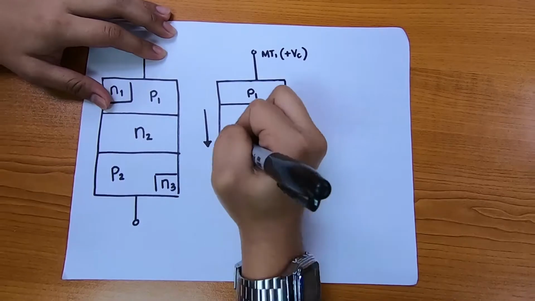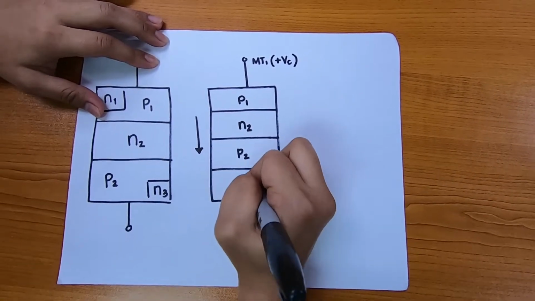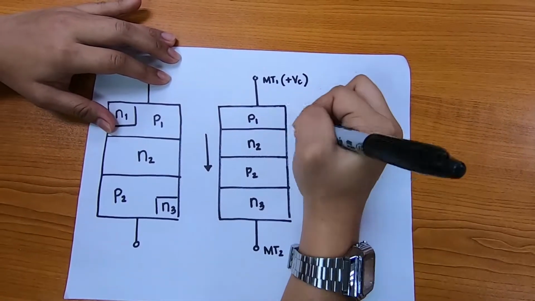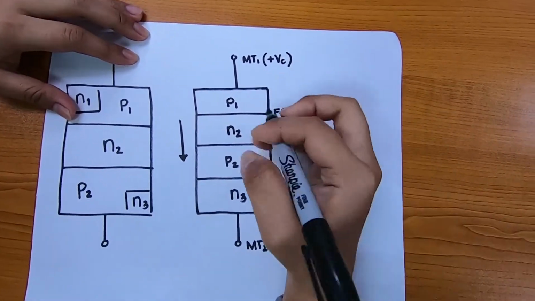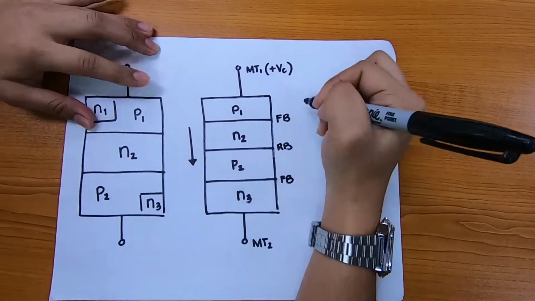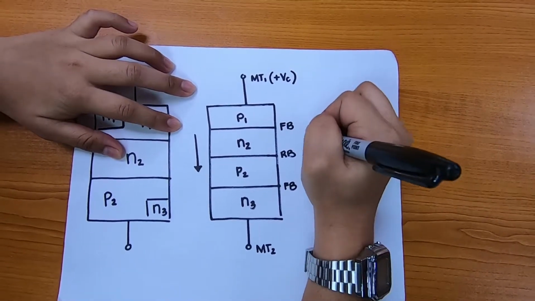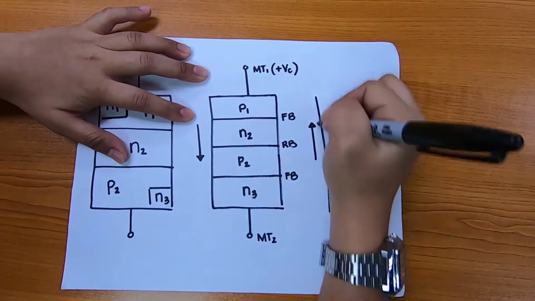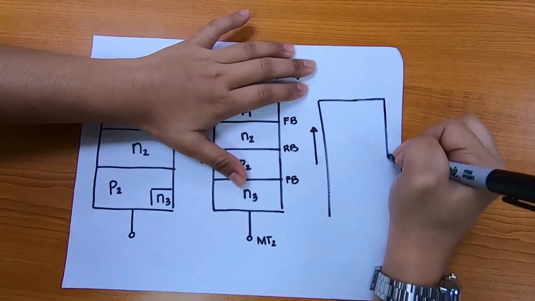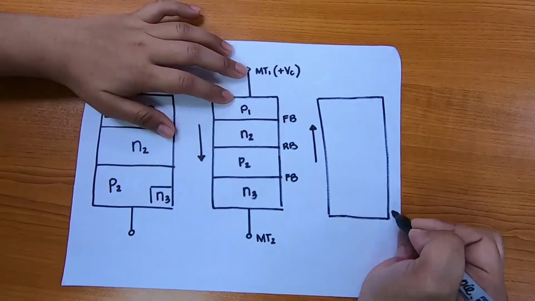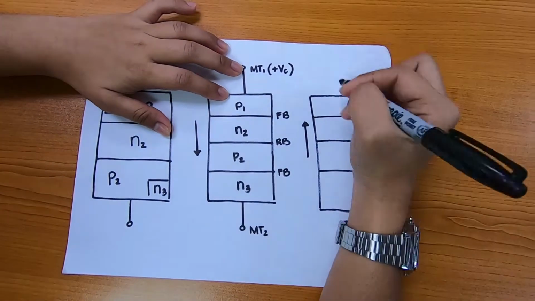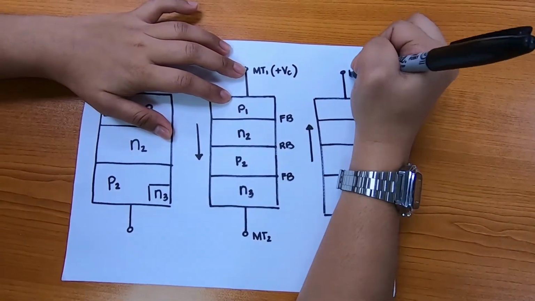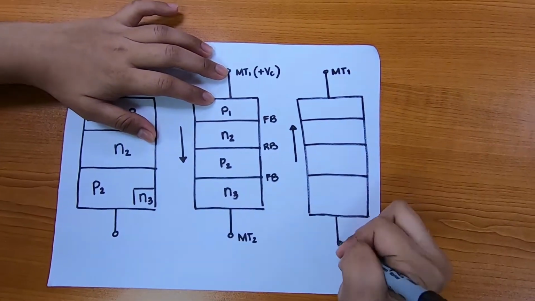In another case, if MT2 is positive with respect to MT1, the P2 layer will be activated, and there will be a sequence of N2, P1, and N1 since MT1 is negative with respect to MT2. This sequence results in an upward current direction after the breakdown of N2 and P1 junctions.